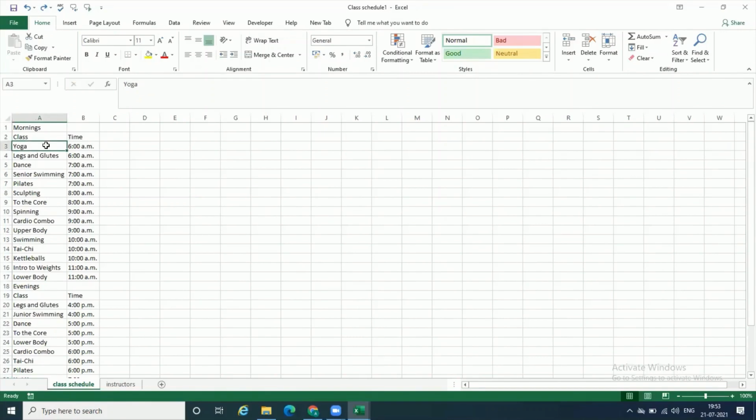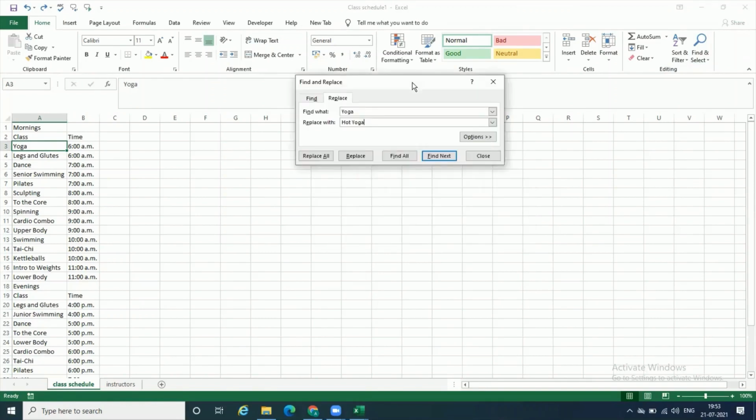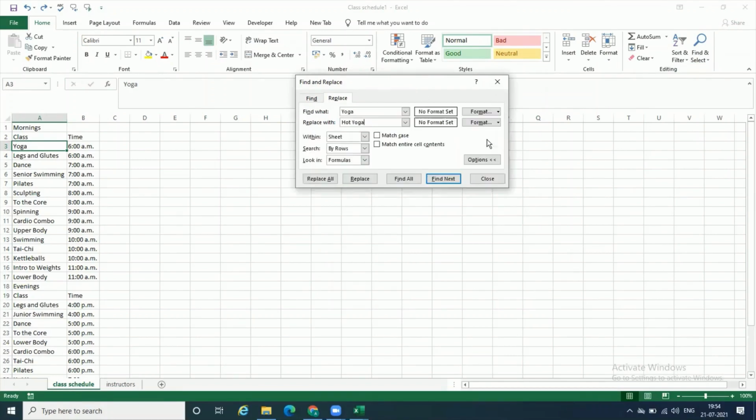This is happening because when I go to my find and replace, I am working with only the basic structure of find and replace. We have to be very specific to Excel and tell him, listen, you have to be specifically finding only yoga for me. And you have to replace hot yoga with yoga wherever the word yoga appears. For doing that, I go to options.